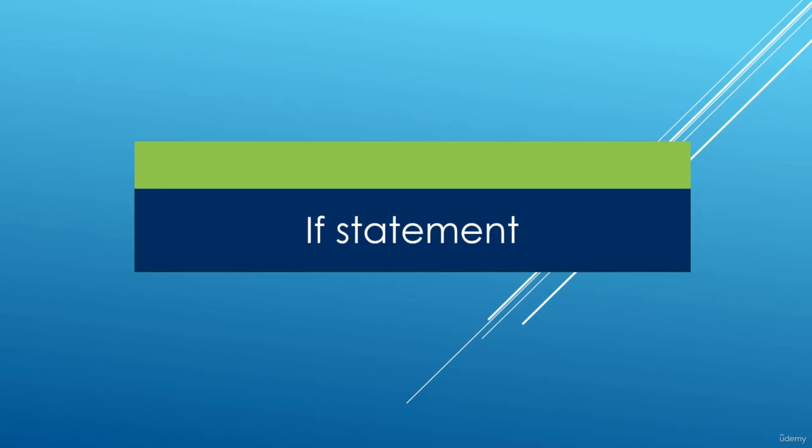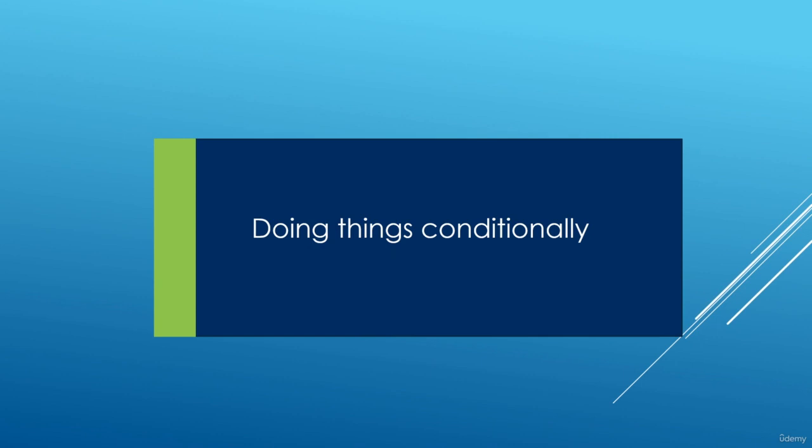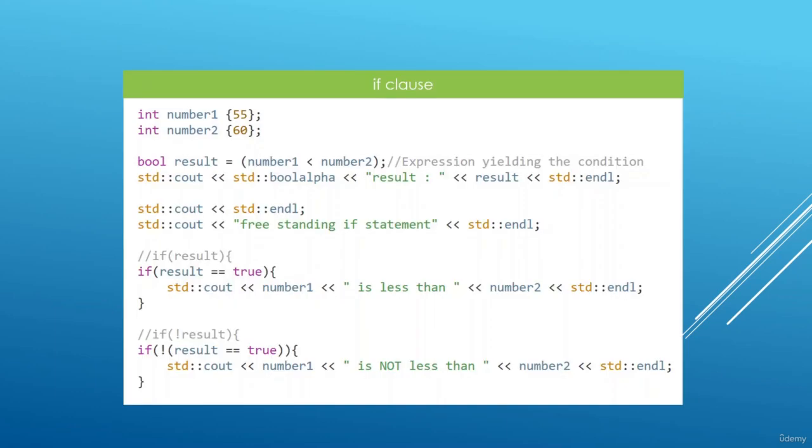In this lecture, we're going to learn about the if statement. This is a statement that is going to allow you to do things based on some condition being true or false. Here is a simple code example. We have two variables, number 1 and number 2.